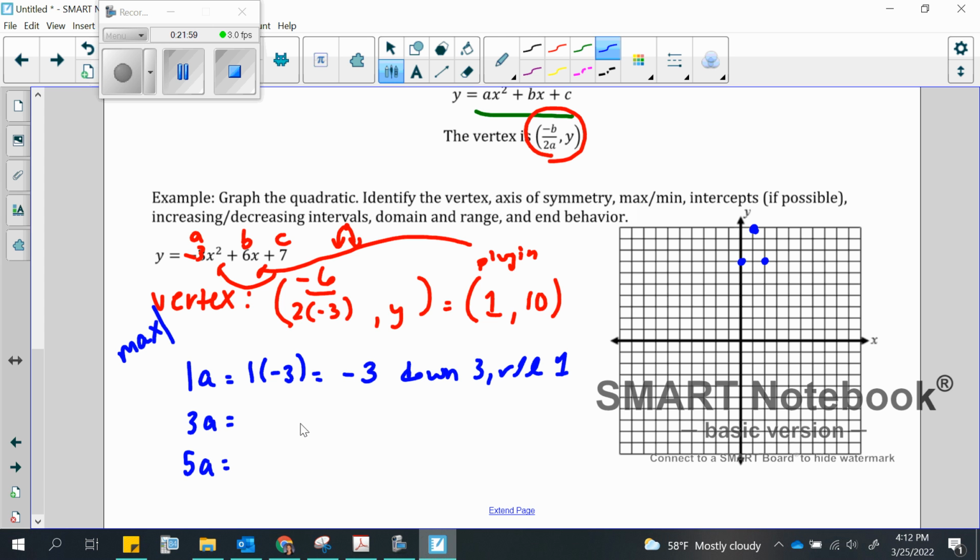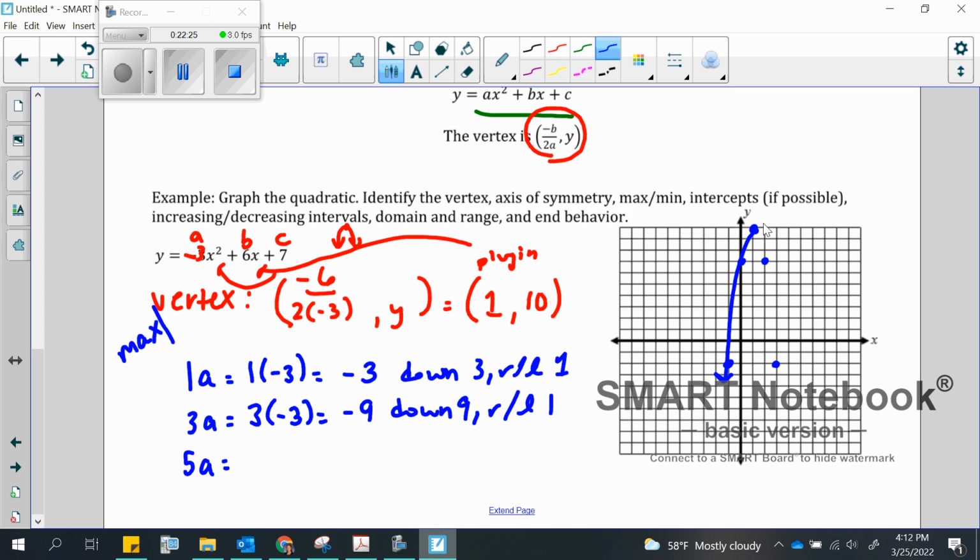Okay? Now you're going to do the same thing again, 3 times negative 3. So you're going to go now from those new points, you're going to go down 9, right and left 1. So now I'm going to go down 9. 1, 2, 3, 4, 5, 6, 7, 8, 9. Right 1, and then, sorry, left 1, and then right 1, and connect the points.